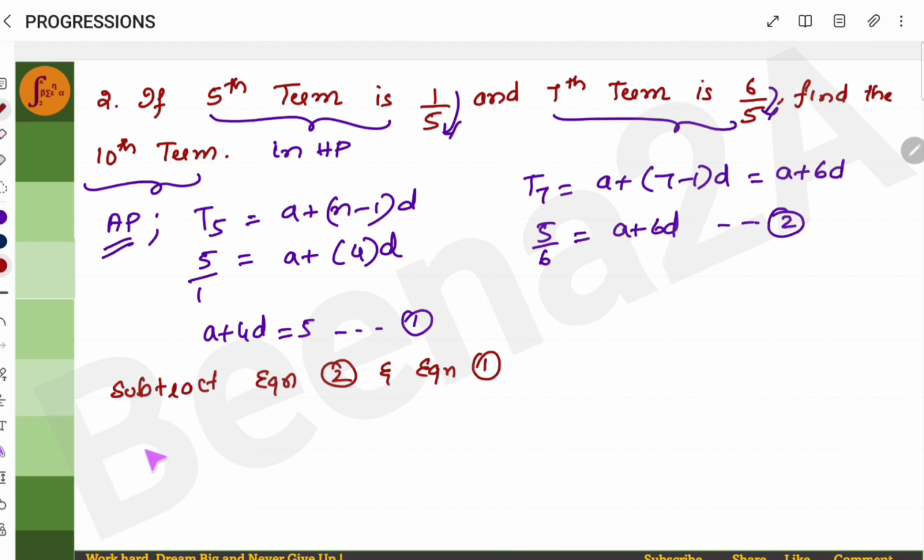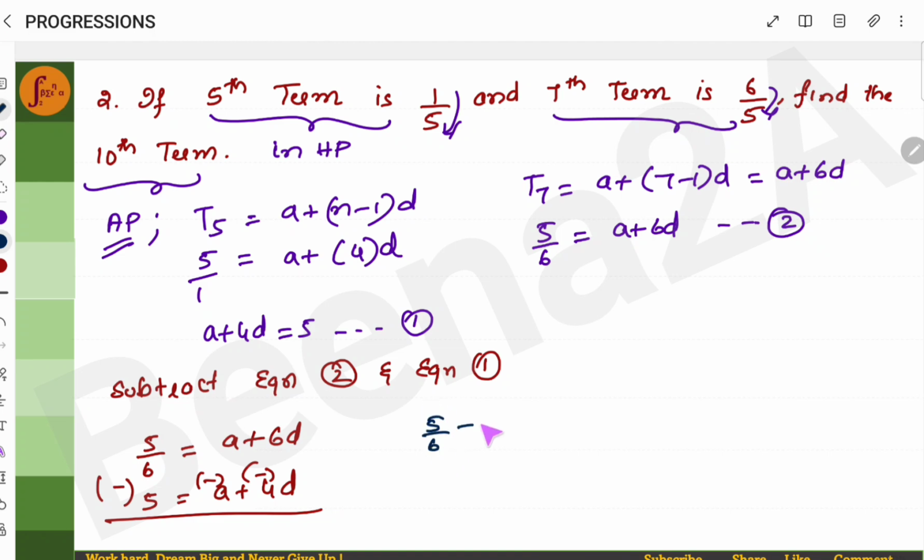So we'll take equation 2. 5 by 6 is equal to a plus 6d. And 5 is equal to a plus 4d. Now we'll subtract all throughout. So 5 by 6 minus 5. What is 5 by 6 minus 5? 6 becomes the LCM. So it will be 5 minus 6 times 5, minus 30, which is minus 25 by 6. So this is going to be minus 25 by 6 is equal to a, and a will get cancelled.